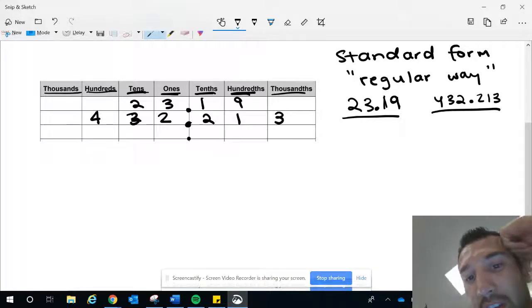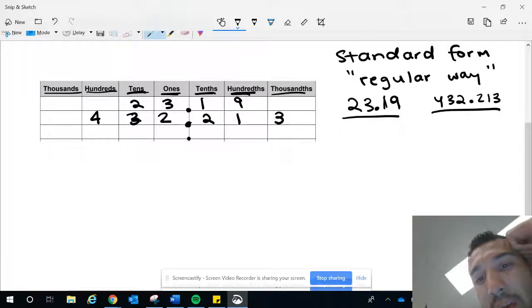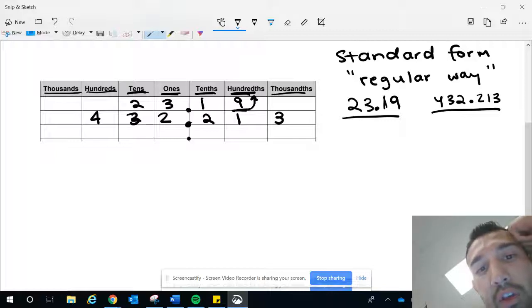Now some of you say, Mr. Niblin, I still have a tough time saying the numbers. Well, here's a trick. You always look where your last digit falls, whatever place value it falls under. That's how you say it. So if my 9 is falling under my hundredths spot, I'm going to finish off with hundredths. I would say 23 and 19 hundredths. On the next one, we have 432 and 213 thousandths.